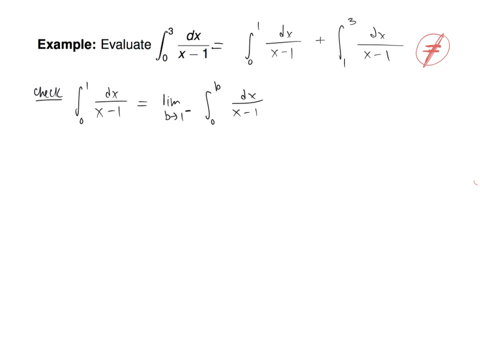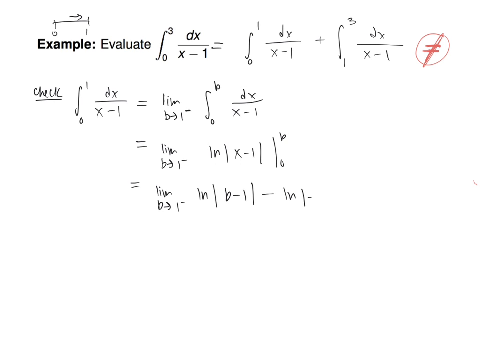If you imagine the interval from 0 to 1, I have to draw a picture because I'm just kind of visual. You're going at 1 from that side, right? That's definitely from the left. Okay, what's the antiderivative of x minus 1? Great, from 0 to b. So limit b goes to 1 minus of natural log of absolute value of b minus 1, minus natural log of absolute value of negative 1.